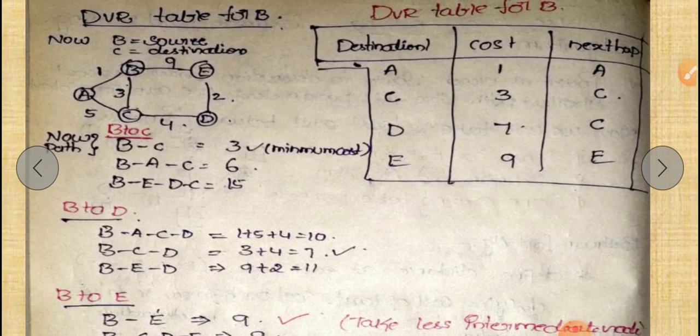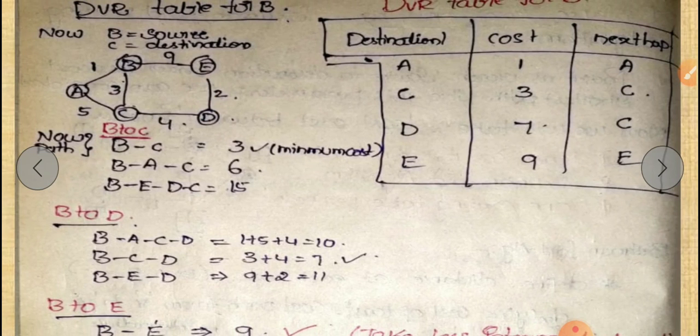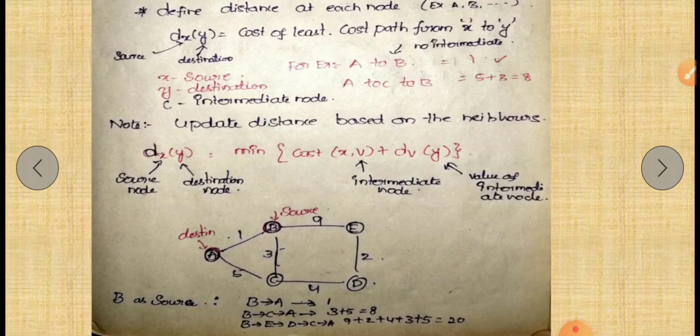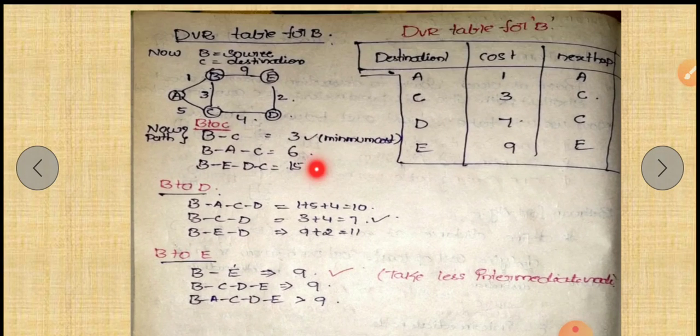Again I have drawn this diagram. First of all I need to check the B to C path. Before that, I already checked the B to A path. So B is the source, A is the destination. What is the cost? 1. Next hop is A. By the previous slide you can see B to A: B is the source, A is the destination, and the next hop is A only.